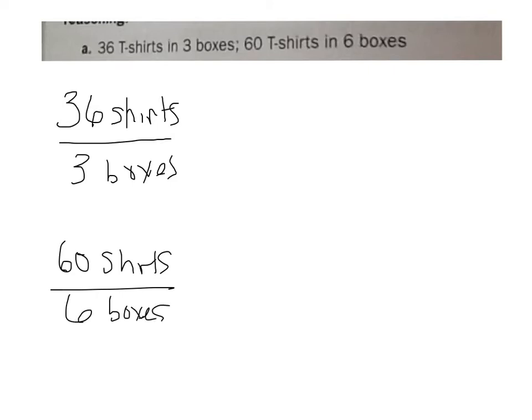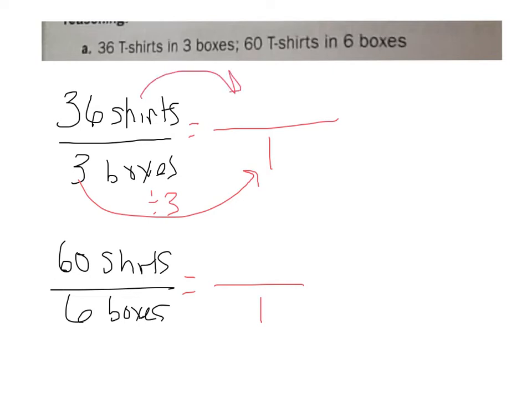So, like we talked about in Lesson 2, I want to turn these down into unit rates. Remember, unit rates, our denominator is always 1. So, how do I get from 3 to 1? Well, 3 divided by 3 gives me 1. Whatever I do to the denominator, I have to do to the numerator. So I'm going to divide that by 3. Well, 36 divided by 3 is 12. And if you didn't know that, you could do the work off to the side.